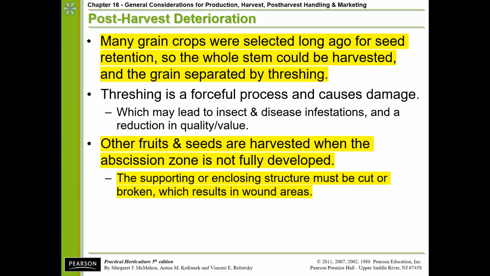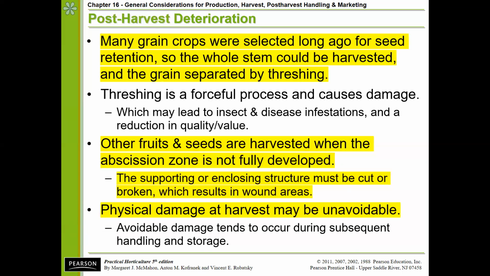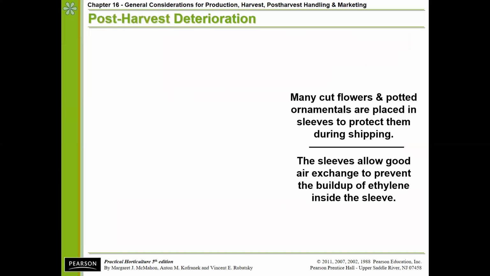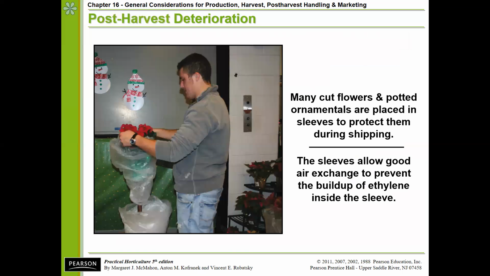Of course, there are other cases where we harvest them when the abscission zone is not fully developed, which would require us to cut or break that area, which then results in a wound area. For example, if you think about okra, we're not harvesting it when the fruit itself is mature. We're harvesting it when it's immature because that's when it is the most edible. So we have to actually cut it. And in doing so, we're causing some physical damage. In many respects, that's just unavoidable. But there are things that we can do to prevent further deterioration.